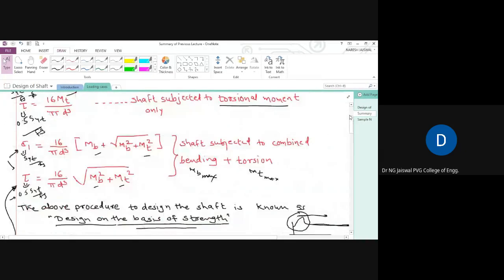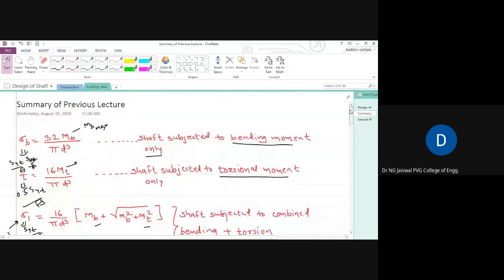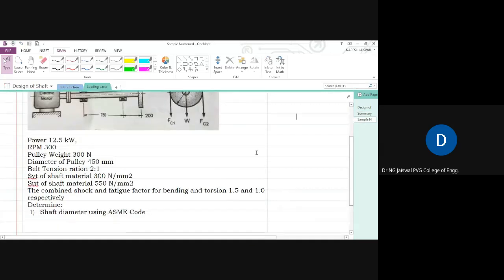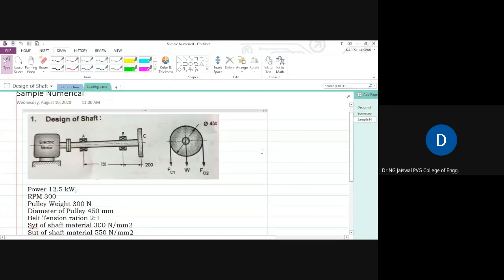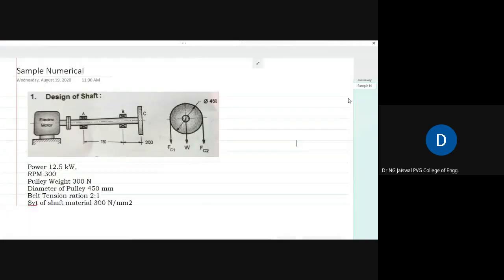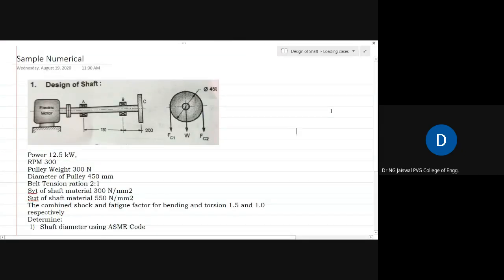Now I'll give you one simple sample numerical. This is a typical shaft design problem. With the knowledge we have gained so far, can we find out the diameter of the shaft that we have to look into?